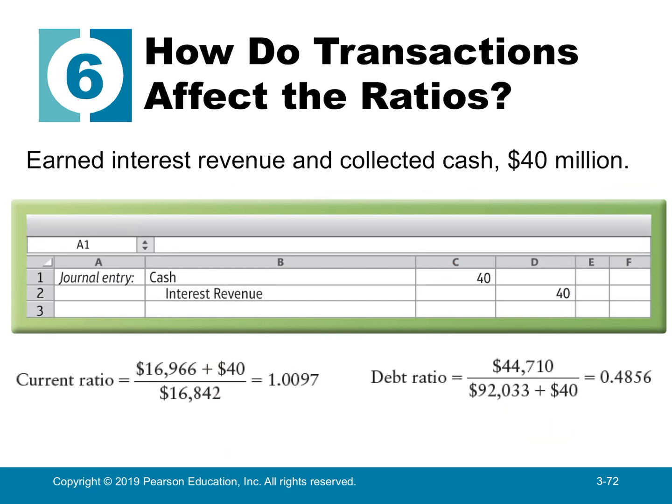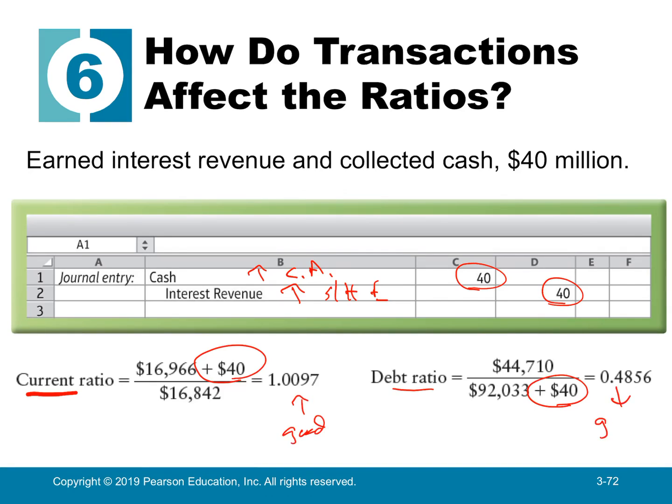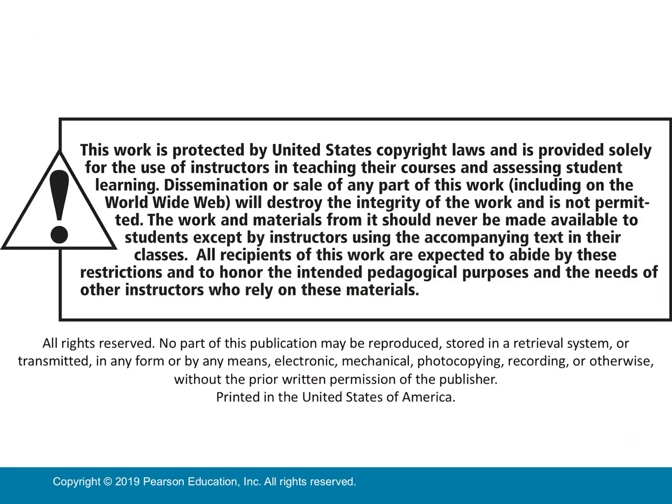What if I earn interest revenue and collect cash? So cash, a current asset, goes up by 40. Interest revenue goes up, and that's stockholders' equity, up by 40. So in these ratios, the current ratio and debt ratio, all that happens is my current assets go up by 40 and total assets go up by 40. So this goes up, good. This goes down, good. So again, earning revenue and collecting cash is generally going to improve your company's position.